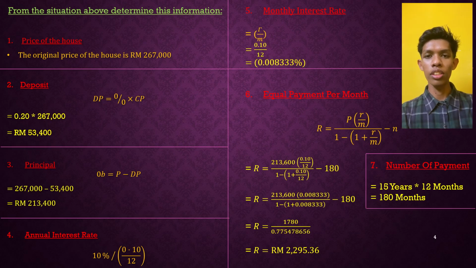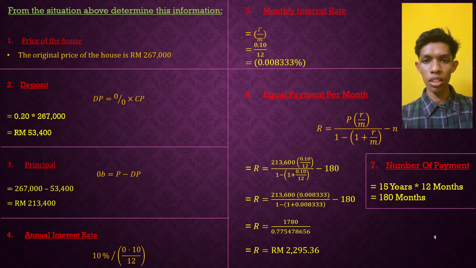Price tolak dengan down payment, 267,000 tolak dengan 53,400, akan dapat RM213,600. Soalan yang keempat, annual interest rate 10% bahagi 100 akan dapat 0.10. Soalan yang kelima, monthly interest rate 10% bahagi dengan 12 akan dapat 0.008333. Soalan yang keenam, equal payment per month.